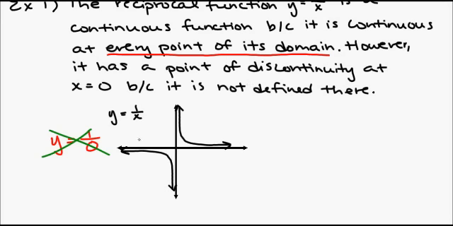So this is an example of a function that is a continuous function, but it is not continuous on every point along the interval. Let's say this is -5 to 5.